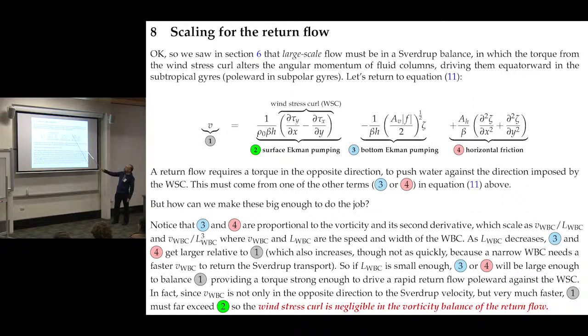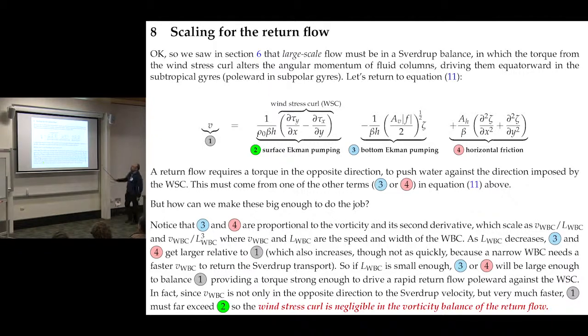And if you look at these terms, that's the vorticity, so that's related to the velocity divided by the length scale. And here we've got derivatives of the vorticity, so again, that term will become larger as the length scale gets smaller. So the narrower a return flow is, the larger these terms become. So you can imagine if the current gets narrow enough, these terms will be large enough to dominate that and allow flow in the opposite direction. Okay?